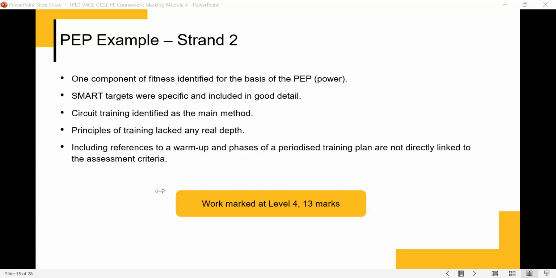Sean, agree with Tom. I don't believe SMART targets were included in good detail in the main body of the text. Okay, yeah, and I think it's been moderated accordingly for that one. But yeah, I agree with you.